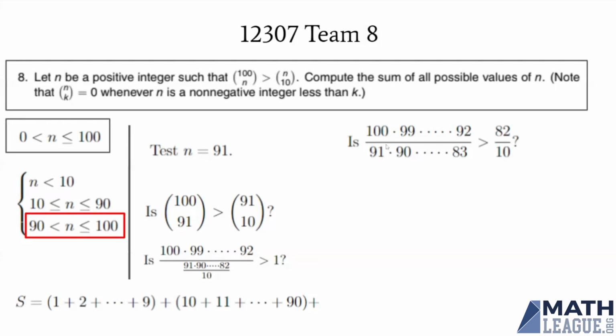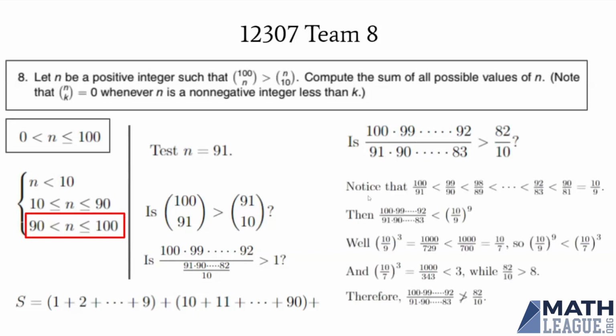And we can also break this product into the product of 9 different fractions, specifically 100 over 91, 99 over 90, and so on. And we'll notice that each of these is increasing, but they're all less than 10 over 9. So for example, 100 over 91 is less than 90 over 81, since they're both 9 over the denominator plus 1. And 90 over 81 is equal to 10 over 9. So then the left-hand side is less than or equal to 10 over 9 to the 9th.